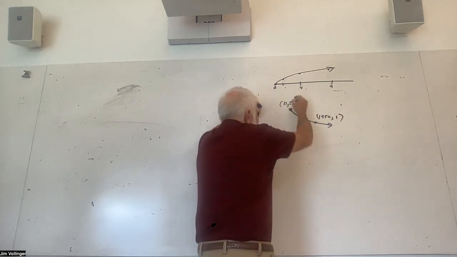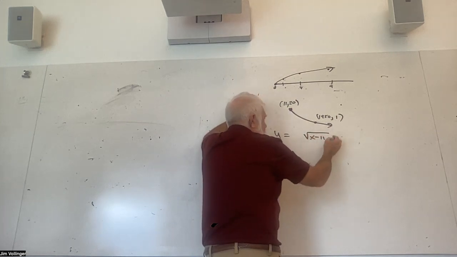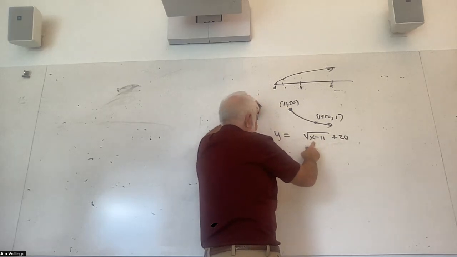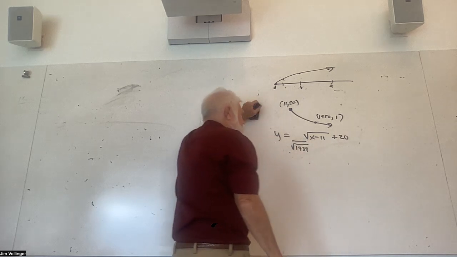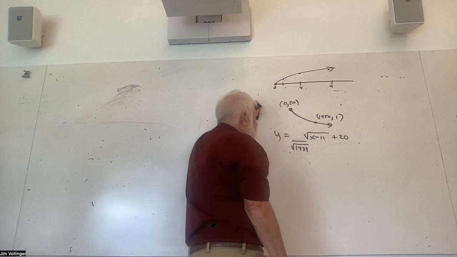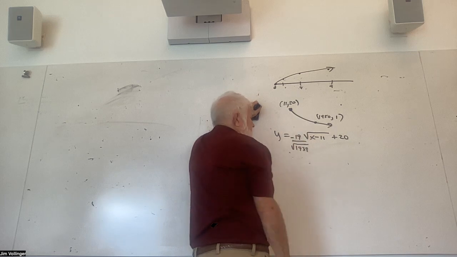So what have I got? 11, 20, x minus 11 plus 20. I put 1950 in. I get the square root of 1939. Very good year. Except it was the start of World War II, so I take that back. Okay, and 1 is less than 20. How much less? Gotta go down 19.